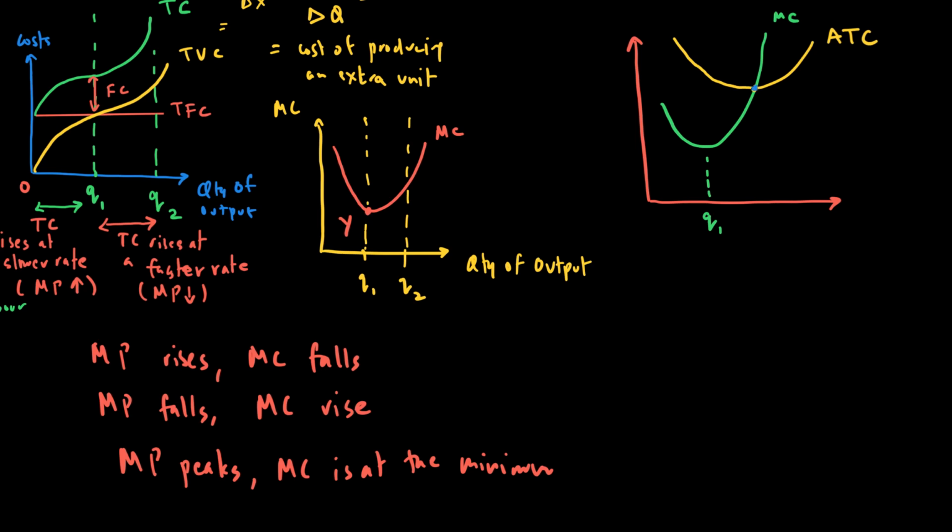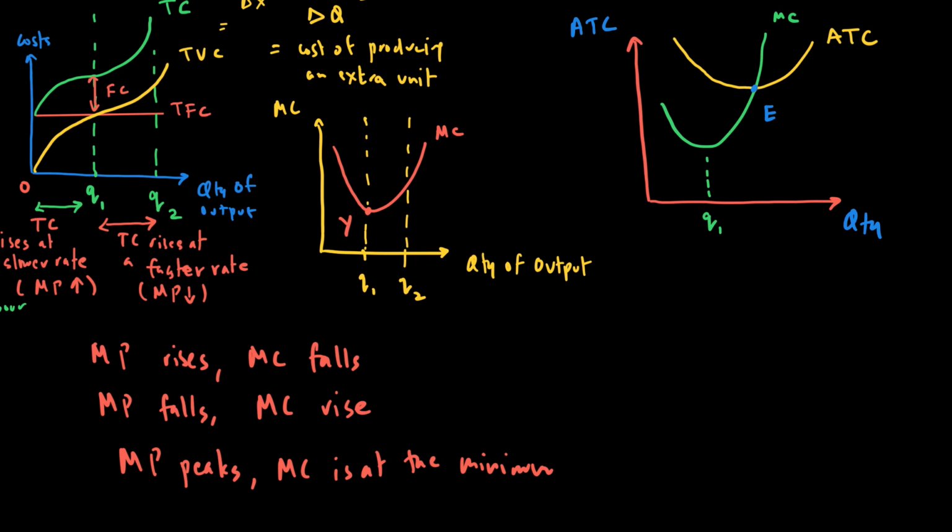For example, like this point, let's call it point E, which is the minimum point of ATC. Before point E, ATC was going down, and after point E, ATC is going up. So therefore, at E, we say ATC is at its minimum. So one thing we need to remember is that MC meets ATC at ATC's minimum point.